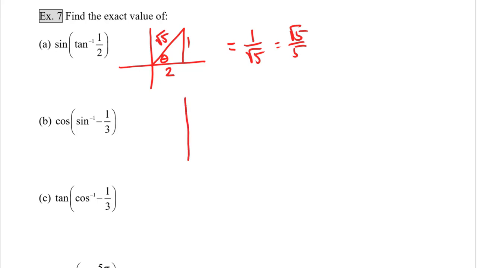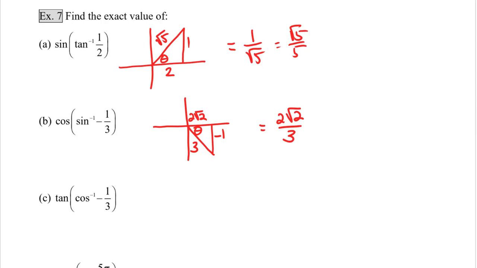Part B, the cosine of the inverse sine of -1/3. So inverse sine of a negative value has to be in quadrant 4. So I'm going to draw a triangle. Here's my theta. The sine of theta needs to be -1/3, which means the opposite side is going to be -1. The hypotenuse is going to be 3. And by Pythagorean theorem, 3 squared minus 1 squared is 8. So the adjacent side becomes the square root of 8, or 2 root 2. And then the cosine of this angle is adjacent over hypotenuse, so this is going to be equal to 2 root 2 over 3.